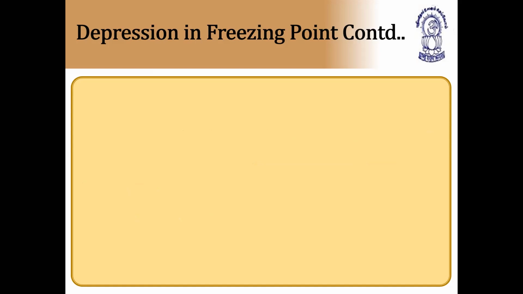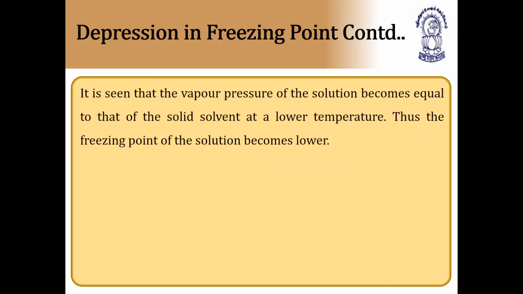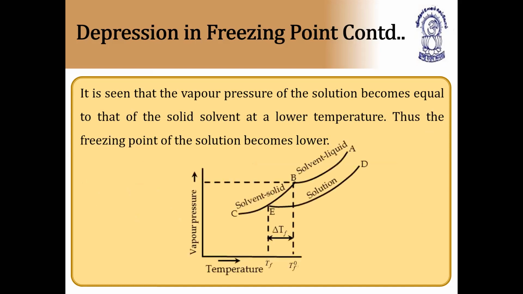It is observed that depression of freezing point is proportional to the molality of the solution. In the next case, you can see that the vapor pressure of the solution becomes equal to that of the solid solvent at a lower temperature. Thus, the freezing point of the solution becomes lower, and hence we can see the diagram. These graphs are important for depression of freezing point as well as elevation of boiling point, so note down these graphs. Delta TF is given, and solution, solvent solid, solvent liquid are given.